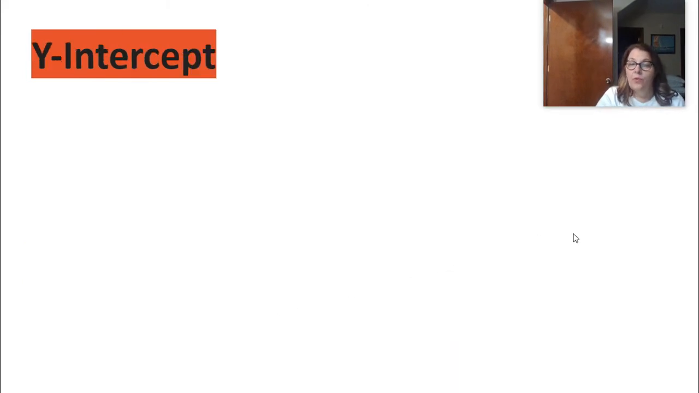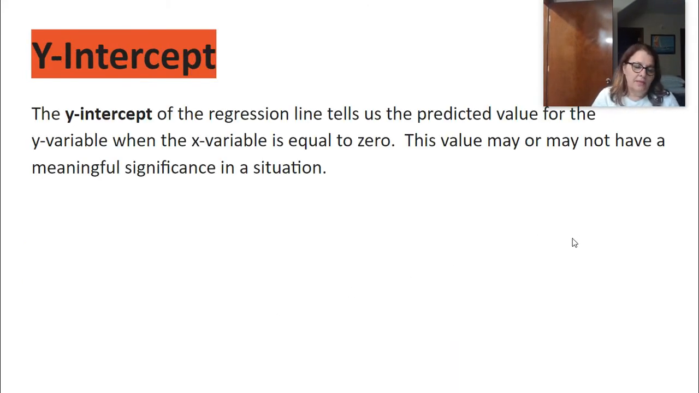So the y-intercept of the regression line tells us the predicted value for the y variable when the x variable is equal to 0. Please note that this may or may not have a meaningful significance in a situation. You'll see as we go along some examples where, when x is 0, the y-intercept makes absolutely no sense. It's important to say it does not have a meaningful significance in the situation.